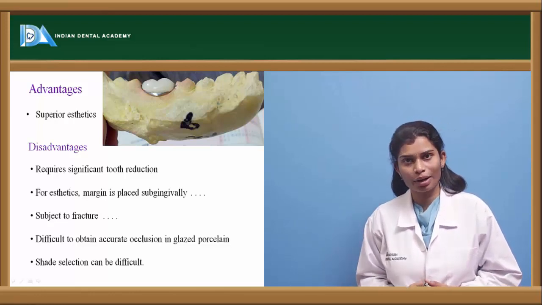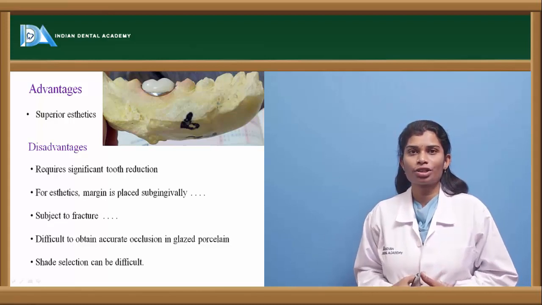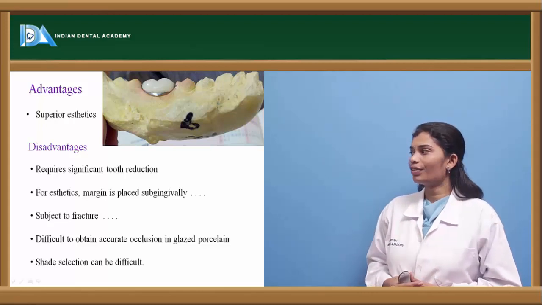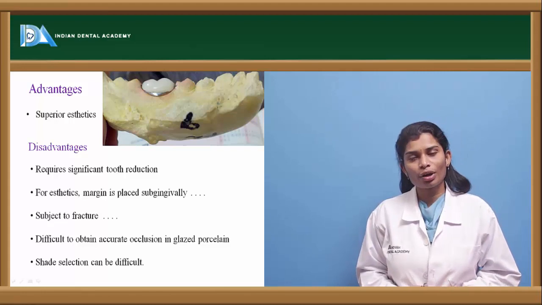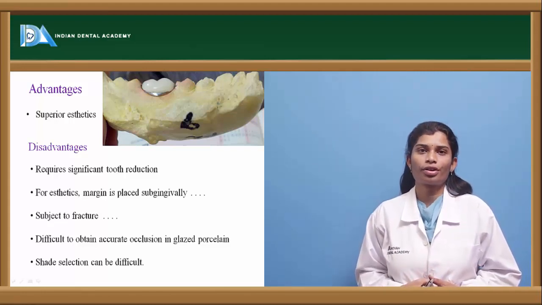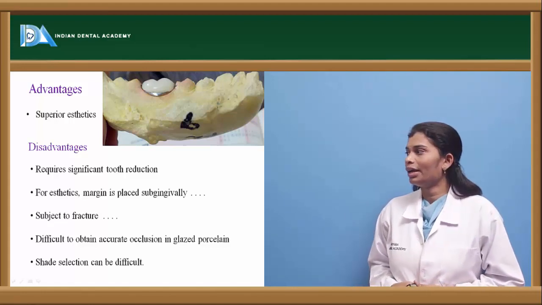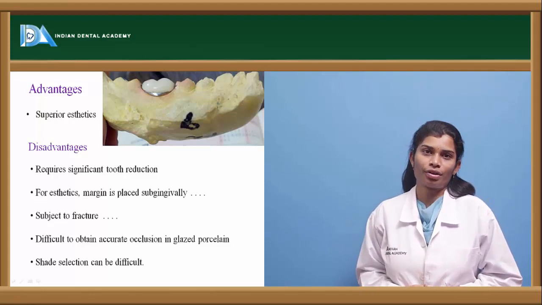Hence, case selection is very important, and not just case selection, the technique and the cementation are also very important. It is difficult to obtain accurate occlusion in the case of a glazed porcelain. Unless you have good laboratory support, it is very difficult to duplicate the occlusion. And shade selection will be very difficult.